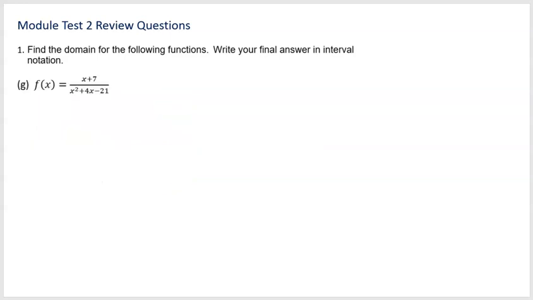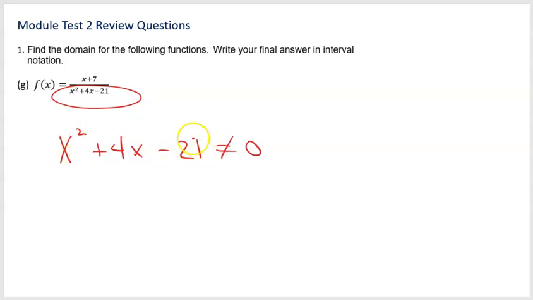Problem G. Notice I have what's called a rational function. I definitely have variables in the denominator. I have an x squared and an x. That is one variable, but two different terms there. So what am I supposed to do? I'm supposed to set that entire denominator to equal to 0 or not equal to 0 to find out where the function is undefined.